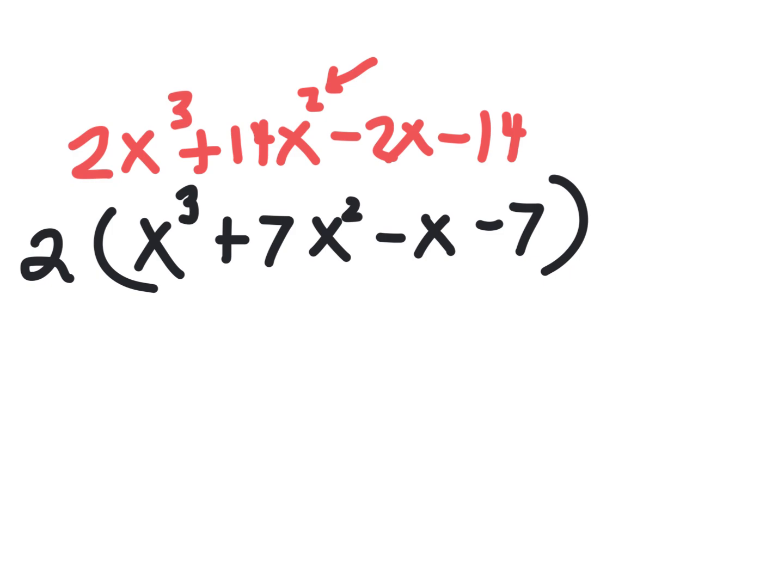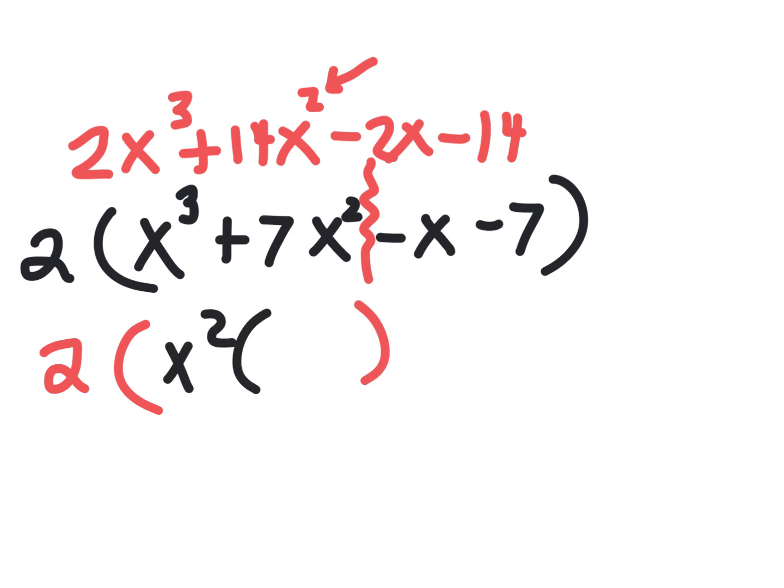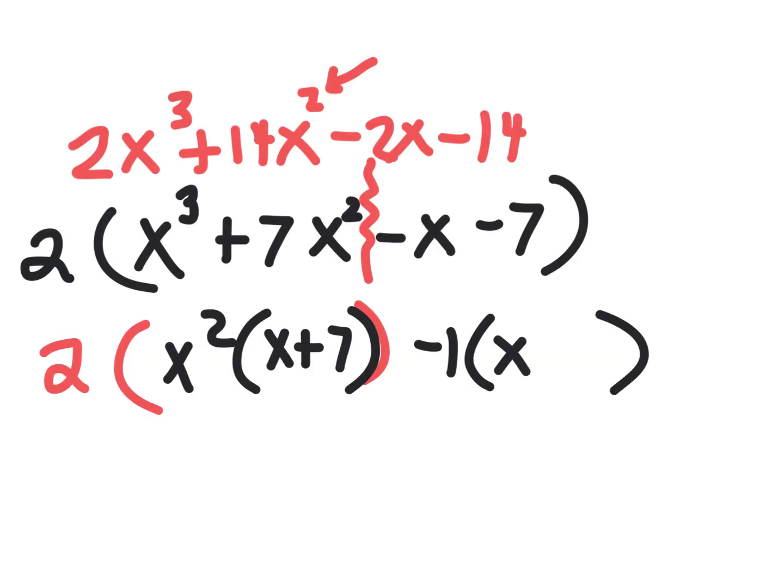All right. Now I do divide and conquer. Squiggly line. In this part, an x squared comes out, and I have an x plus 7. This part, a negative 1 comes out, and I have an x plus 7.